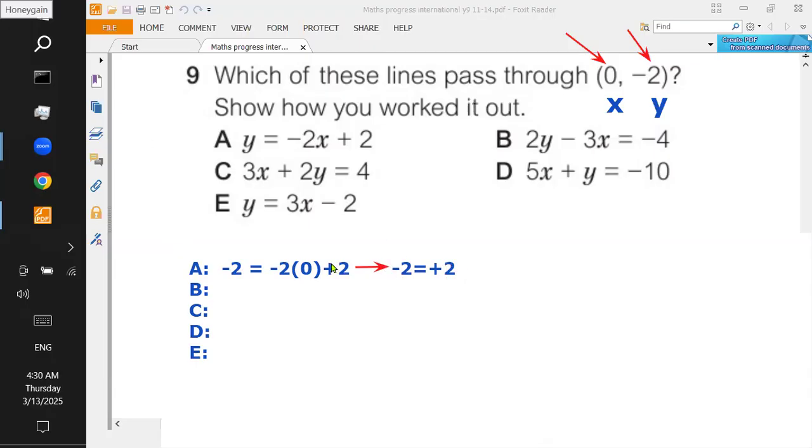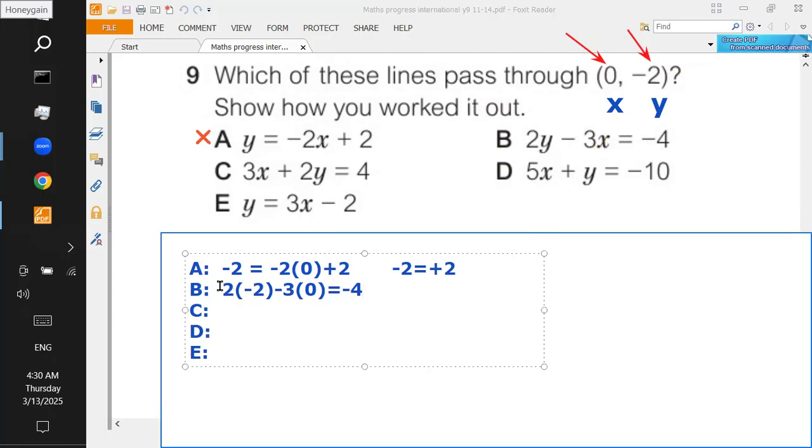Very good, it's not. So this means that the point doesn't go through line A. Now we continue with the second one, line B: 2y minus 3x equals negative 4. The y is negative 2, so I'm going to write 2 times negative 2 instead of the y, and then minus 3 multiplied by the 0, so minus 3 bracket 0, and check if it equals negative 4.